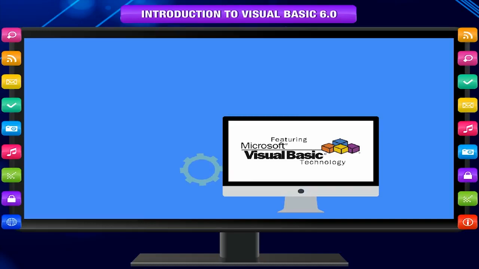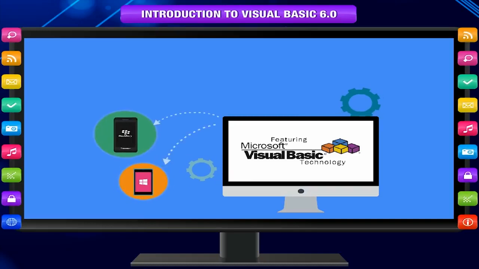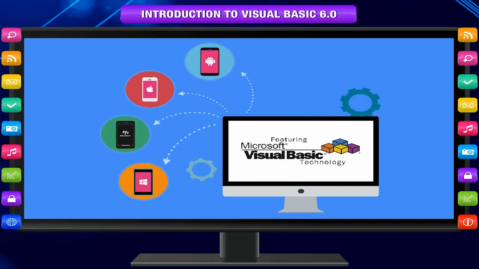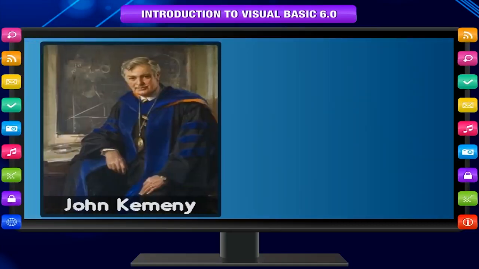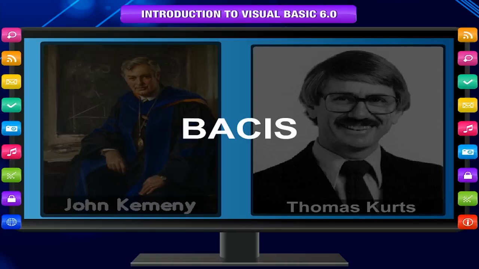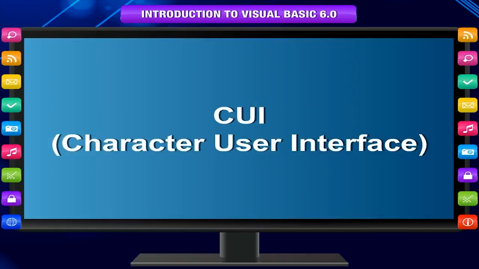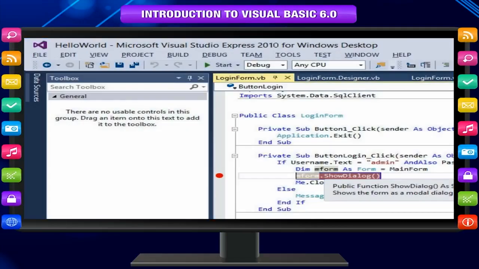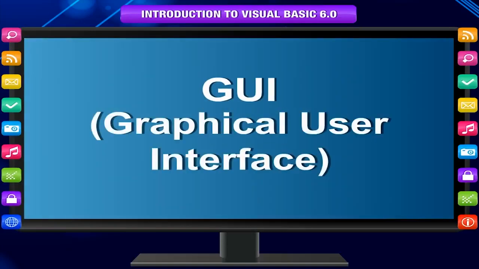Visual Basic is a high-level programming language that is derived from the Basic language developed by John Kemeny and Thomas Kurtz, known as BASIC. Earlier versions of BASIC were CUI, Character User Interface based. The main aim of Visual Basic is to provide an easy platform to write programs that are mostly Windows-based. Visual Basic enables you to create GUI, Graphical User Interface applications easily.